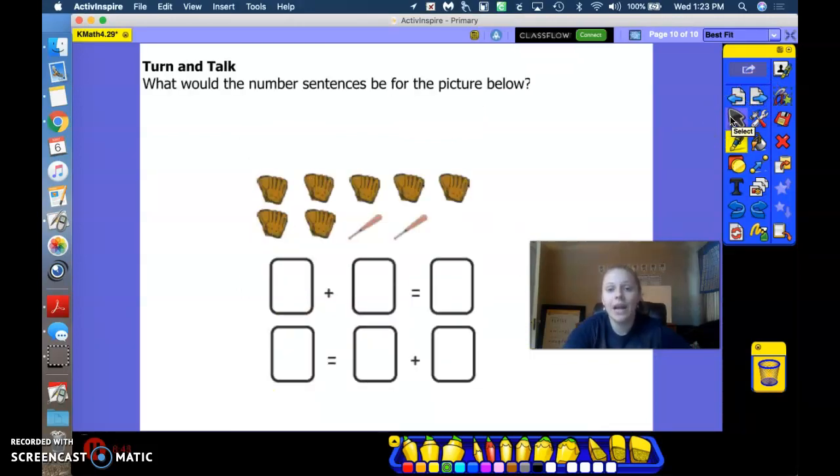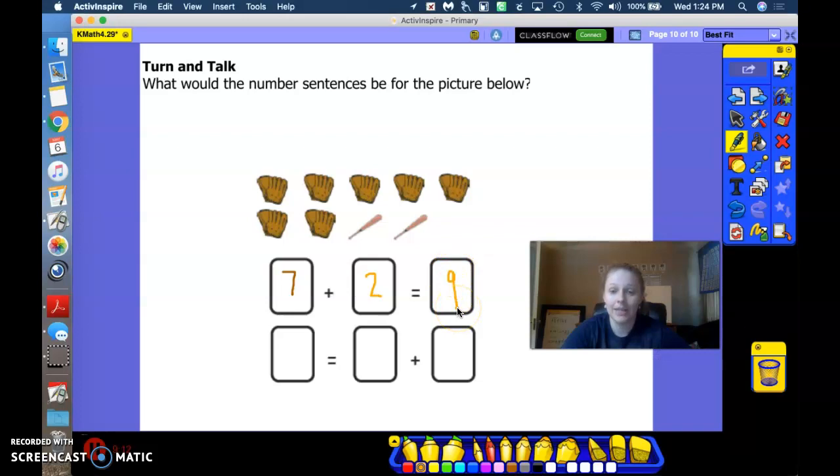Go ahead and see if you can help me fill in my number sentence for my baseball bats and my baseball gloves. Let's start with the brown gloves. How many gloves do you see? Oh, I heard some quick counting. 5, 6, 7. How many baseball bats do you see? 2. How many all together?